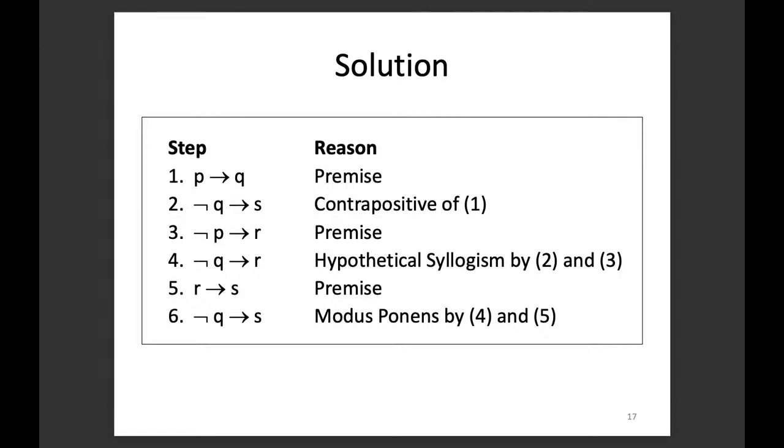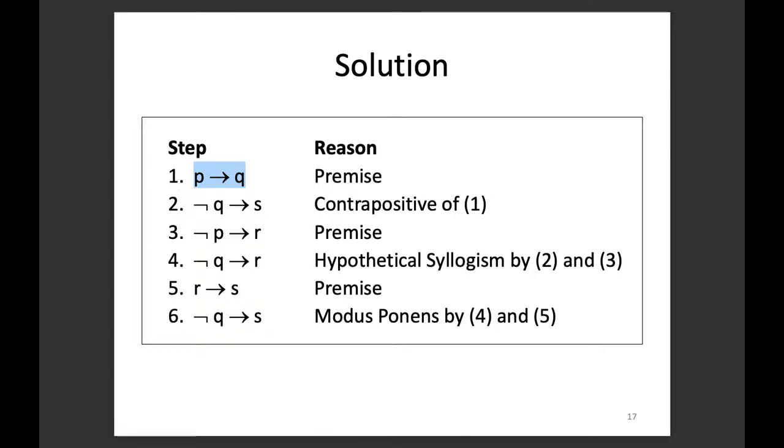So here, the first one is we start with this premise, P implies Q. P implies Q is a premise, so we can use it. And then the next one, I'm claiming that not Q implies S is also true. It is the contrapositive of 1. Because 1 is true, then the contrapositive of 1 is also true. Something is wrong. What is the contrapositive of 1?